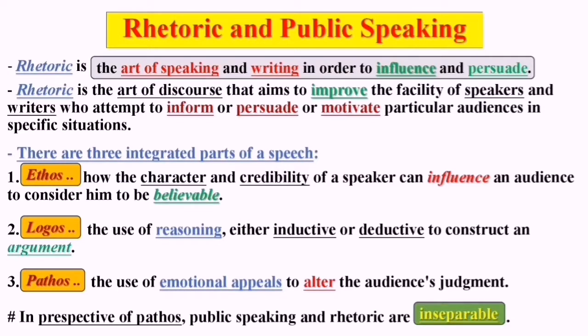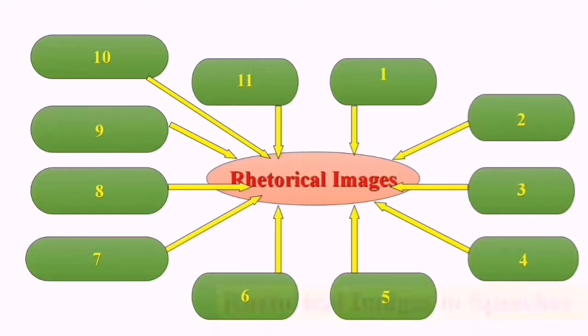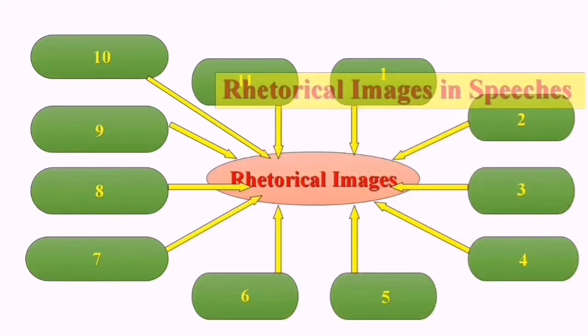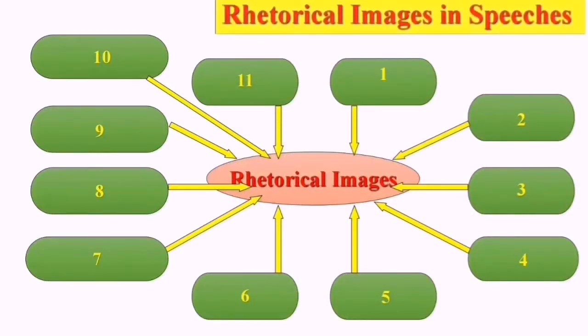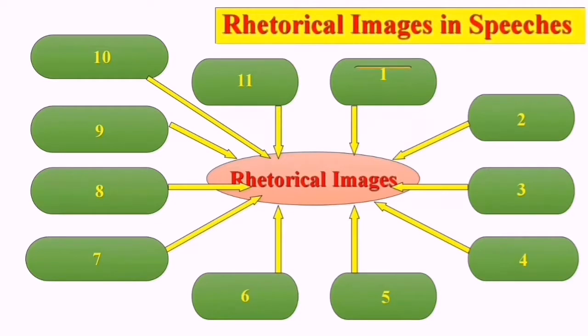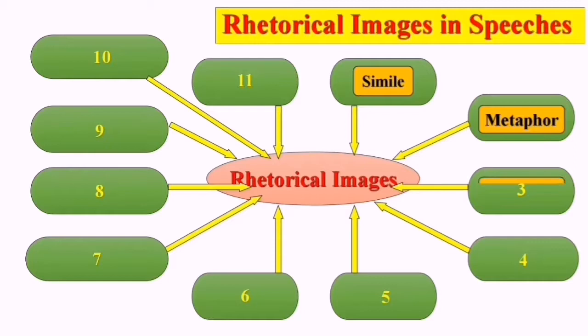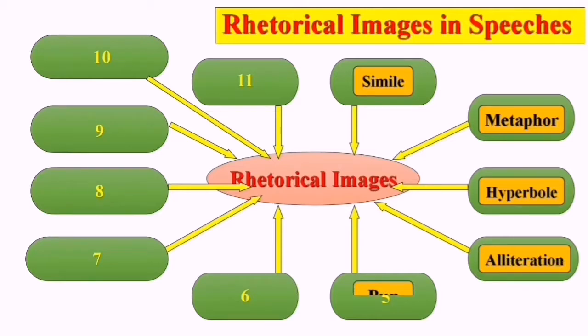Here we have 3 integrated parts of a speech. We have ethos, logos, and pathos. Also, we need to know rhetorical images and speeches. We have kinds of rhetorical images. Number 1, simile. Number 2, metaphor. Number 3, hyperbole. Number 4, alliteration. Number 5, poem. Number 6, zeugma.